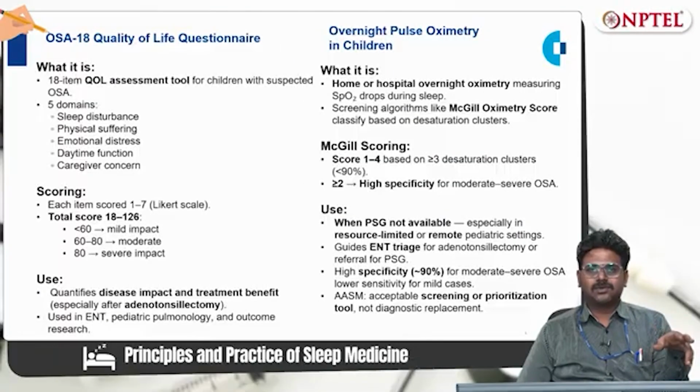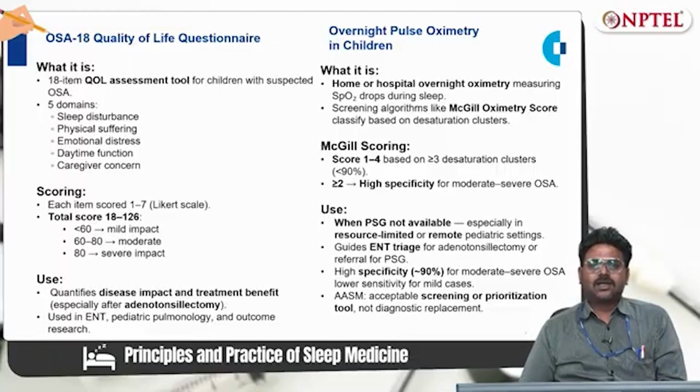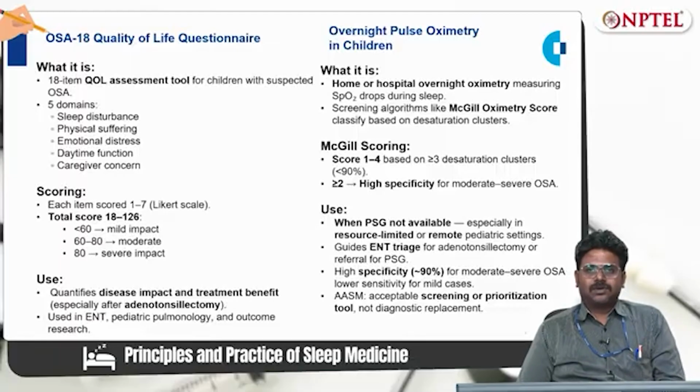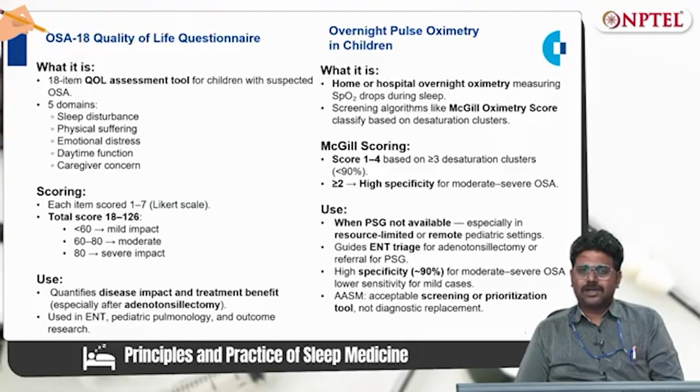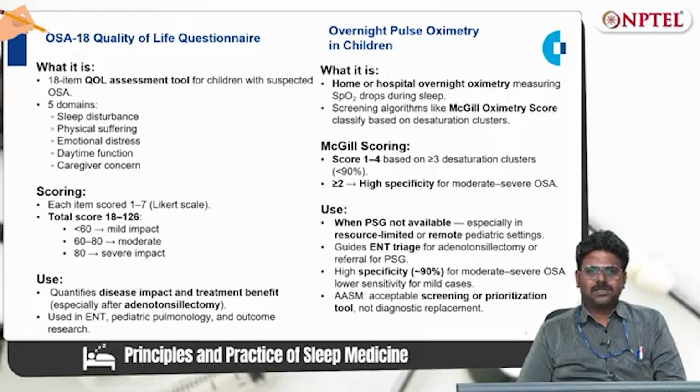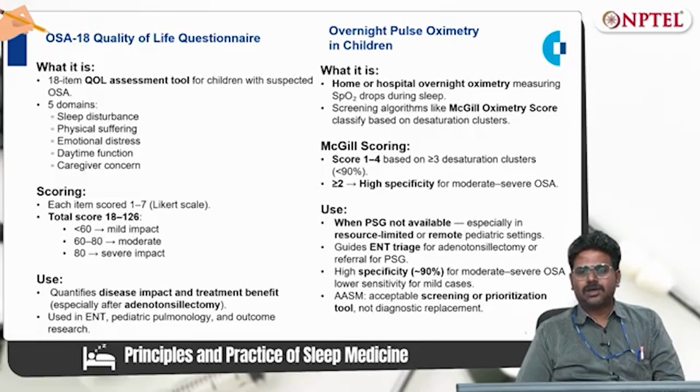Next, we are going to discuss the OSA-18 quality of life questionnaire. It consists of 18 items, a quality of life assessment tool for children with suspected OSA. It contains 5 domains, which include sleep disturbance, physical suffering, emotional distress, daytime function, and caregiver concern. Scoring is each item between 1 to 7 with a total score between 18 to 126, with less than 60 meaning mild impact, 60 to 80 moderate impact, and more than 80 severe impact.